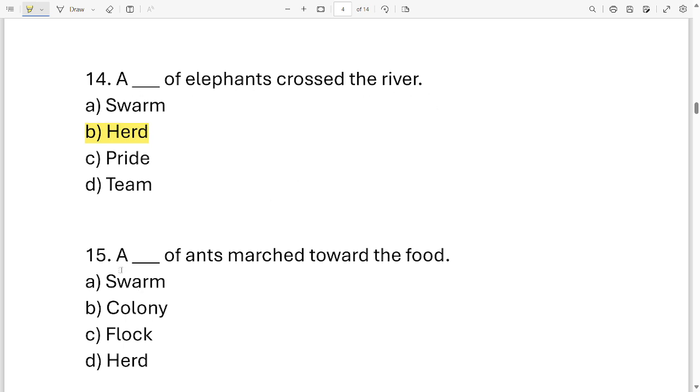Next sentence. The dash of ants marched towards the food. Which word should come in this blank? Swam, colony, flock, herd. Which of these options is the correct option? Is it option A? Is it B? Is it C or is it D? It is option B. A colony of ants marched towards the food.